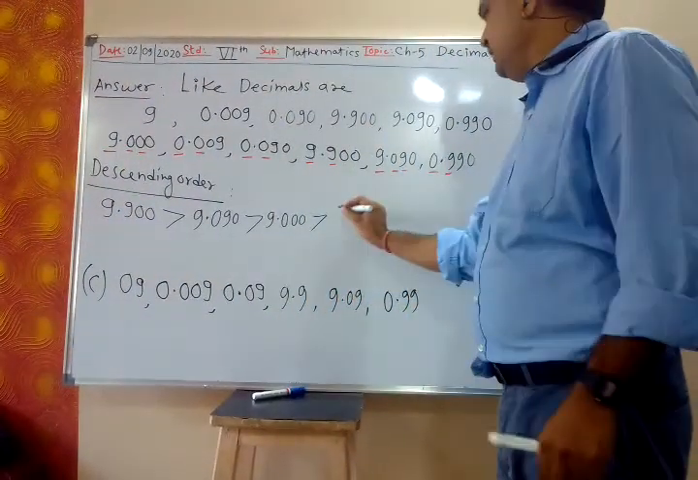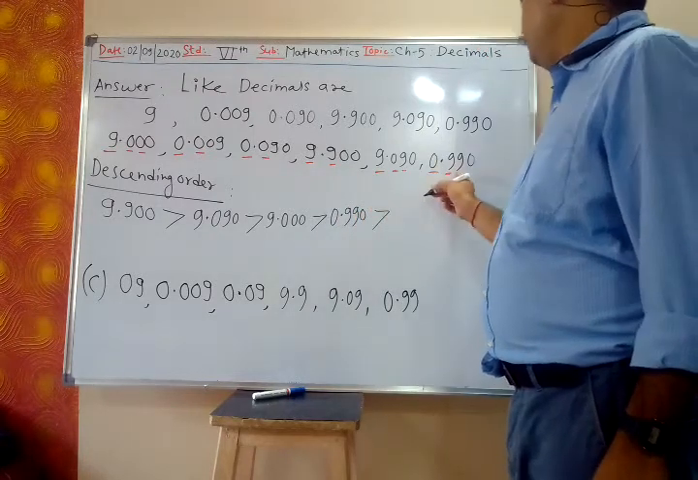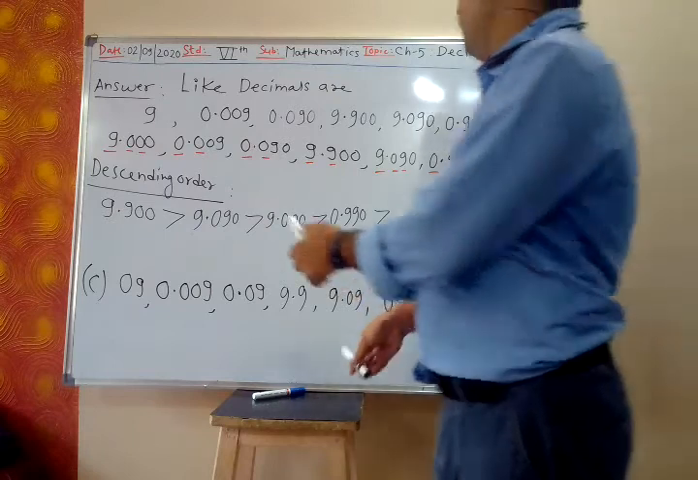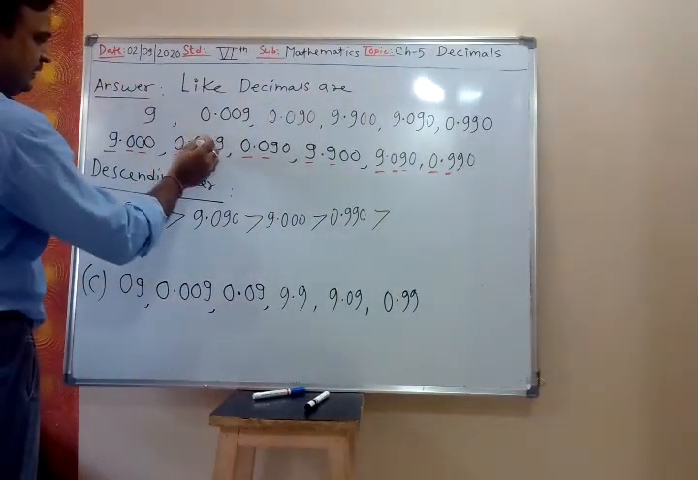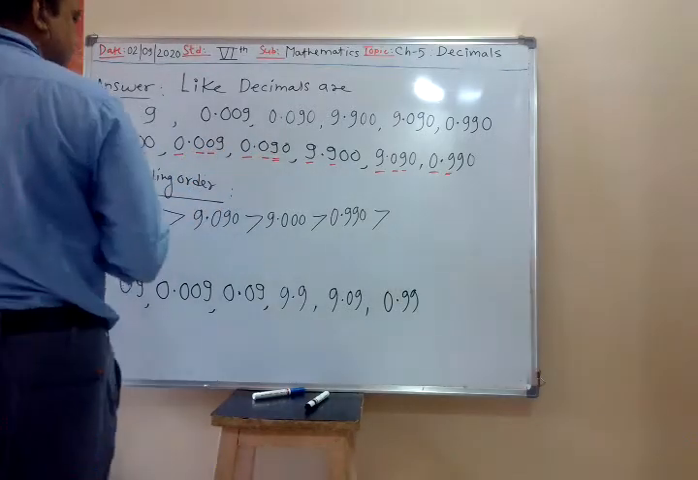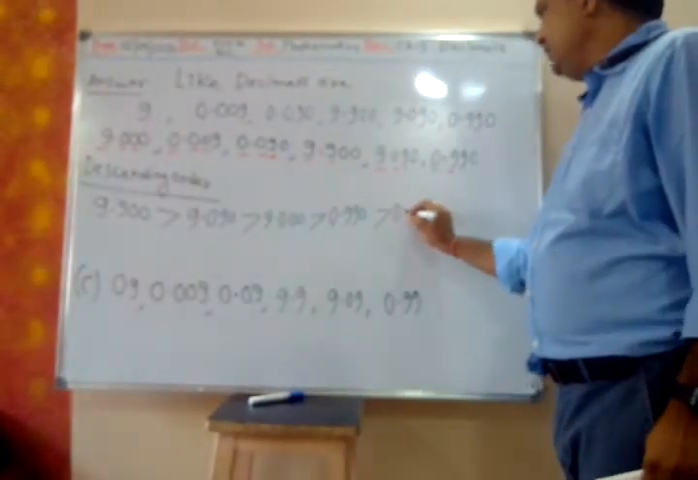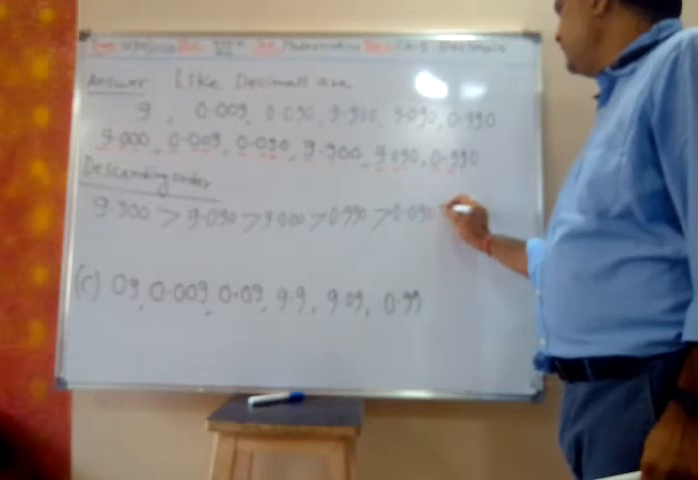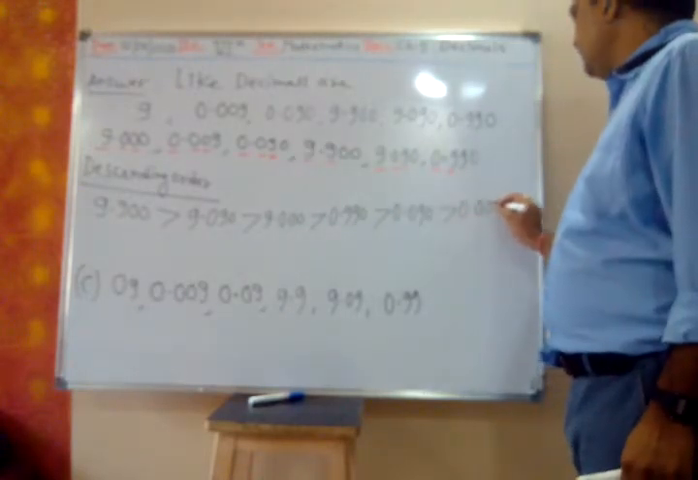0.990 is bigger. Now which is left? These two. So this is 0. After decimal the second digit is 0. After decimal the second digit is 9. So this is bigger. So 0.090 is bigger. Then we write at the end 0.009.